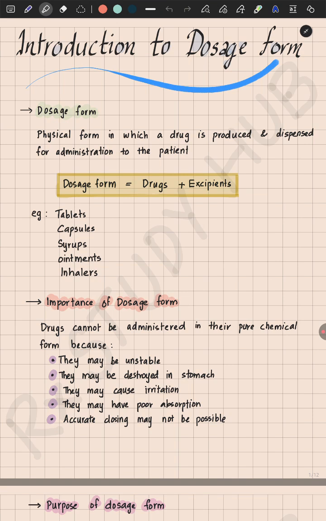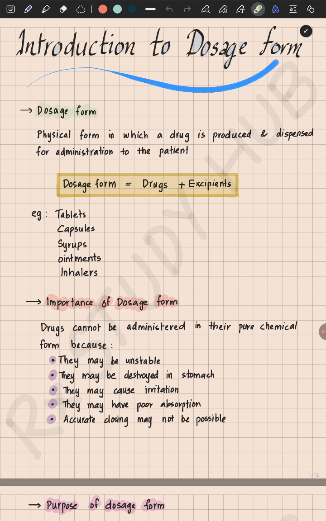So, first, let us understand what a dosage form actually means. A dosage form is a physical form in which a drug is produced and administered to the patient. In other words, it is the final product that contains an active drug along with other substances, prepared in a way that makes it suitable for administration. For example, a drug like paracetamol is not given as a raw chemical powder. Instead, it is formulated into tablets, syrups, or injections so that it can be safely and effectively used by the patients.